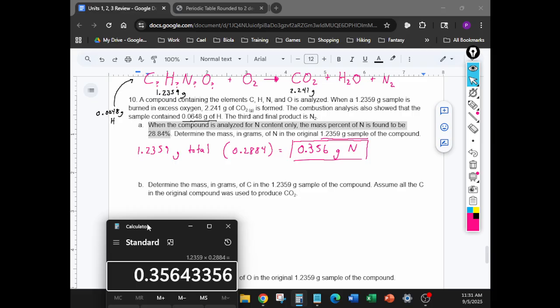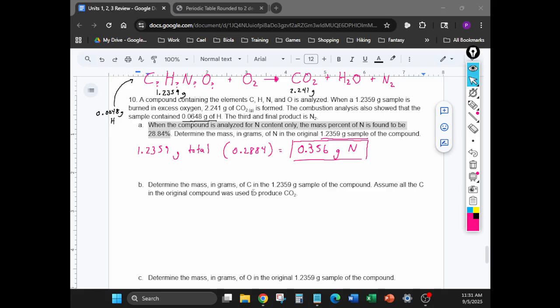This is the one that requires a little bit more thinking. But it says determine the mass in grams of carbon in the original sample, the 1.23 gram sample. And we're going to assume that all of the carbon in the original compound was used to produce CO2. So this last statement is very helpful because what it's telling us is that all of the carbon that was in here was used to make this carbon dioxide. And that is helpful because we know how much carbon dioxide was made, right?